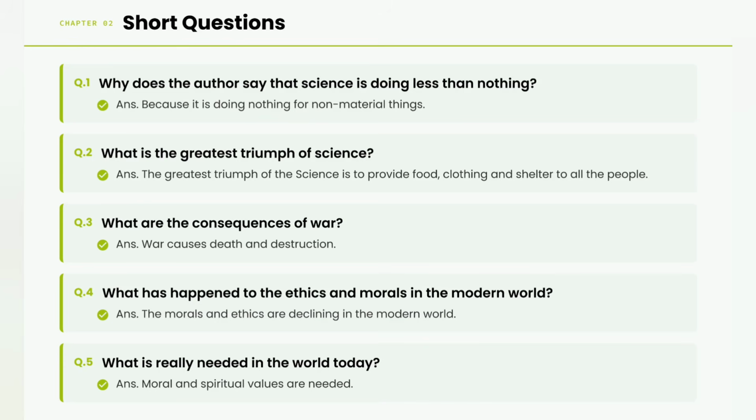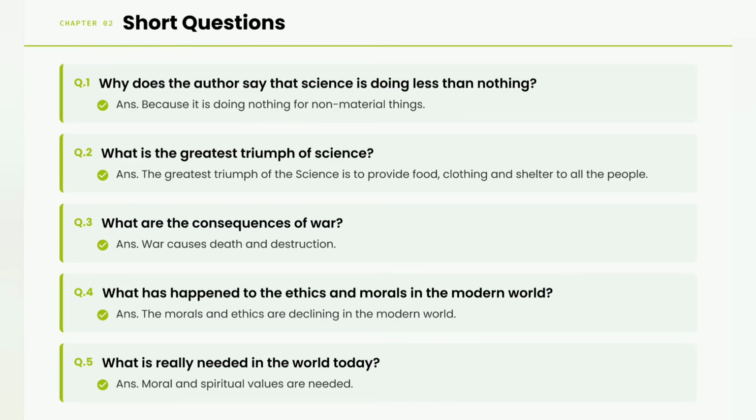Question 1. Why does the author say that science is doing less than nothing? Answer. Because it is doing nothing for non-material things. Question 2. What is the greatest triumph of science? Answer. The greatest triumph of science is to provide food, clothing and shelter to all the people. Question 3. What are the consequences of war? Answer. War causes death and destruction.